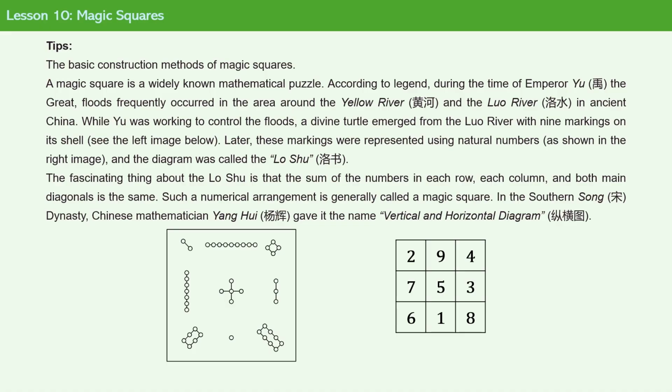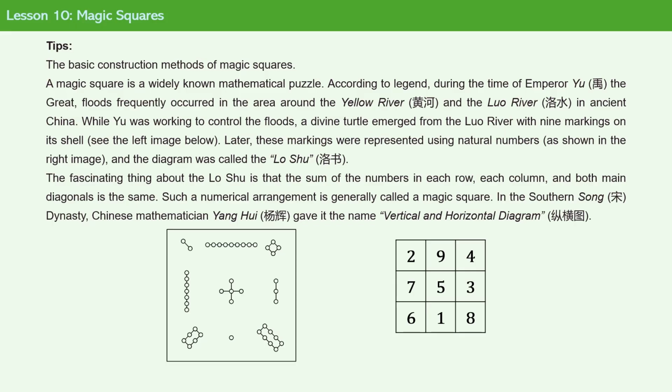A magic square is a widely known mathematical puzzle. According to legend, during the time of Emperor Yu the Great, floods frequently occurred in the area around the Yellow River and the Luo River in ancient China. While Yu was working to control the floods, a divine turtle emerged from the Luo River with 9 markings on its shell, see the left image below.